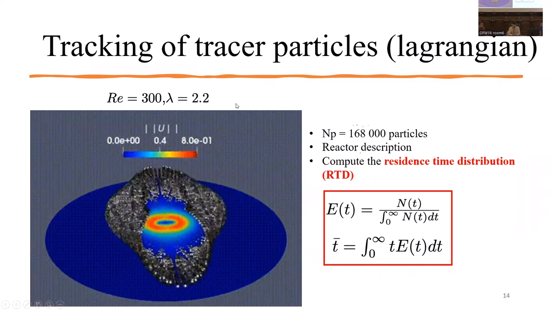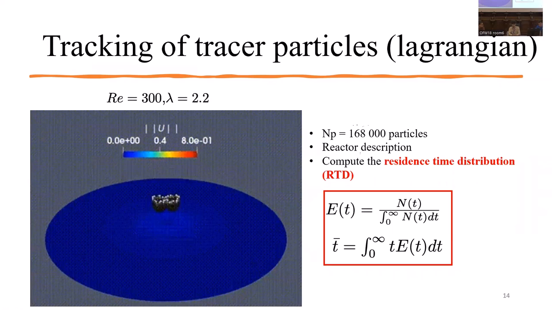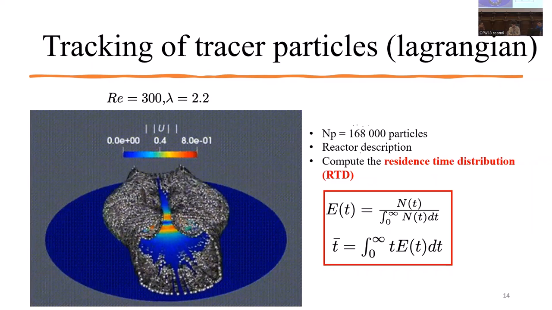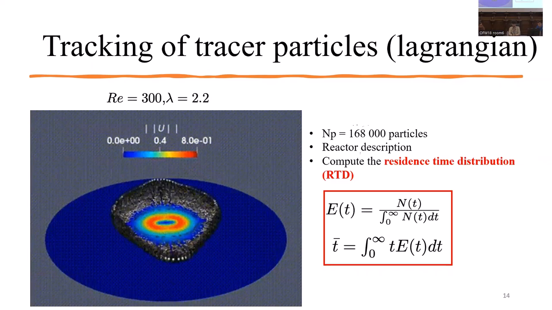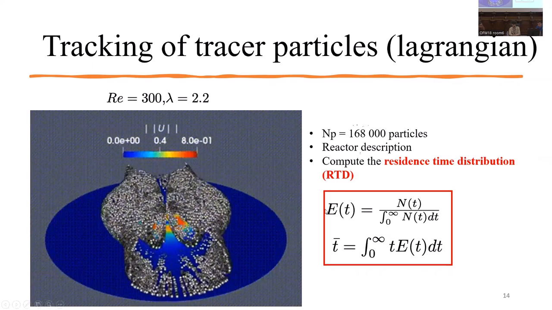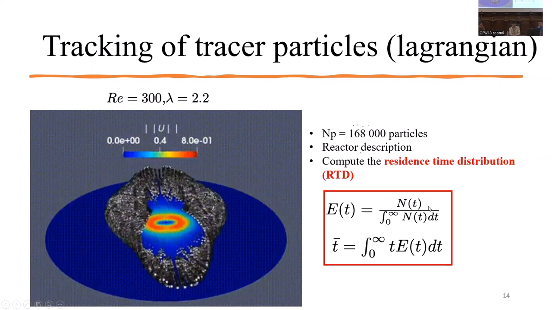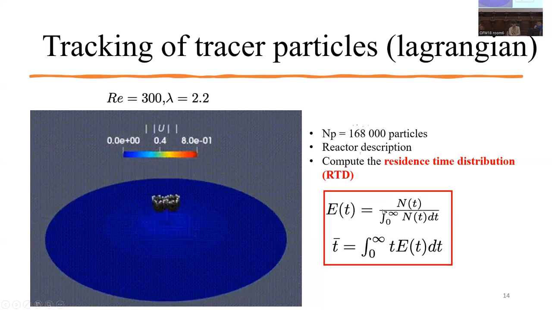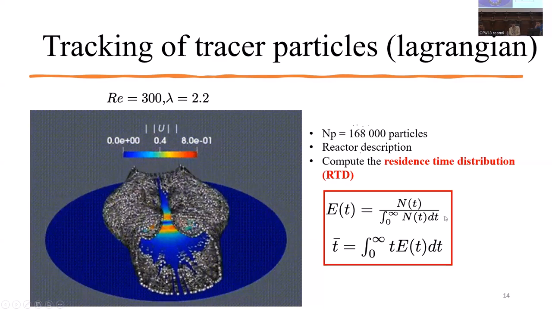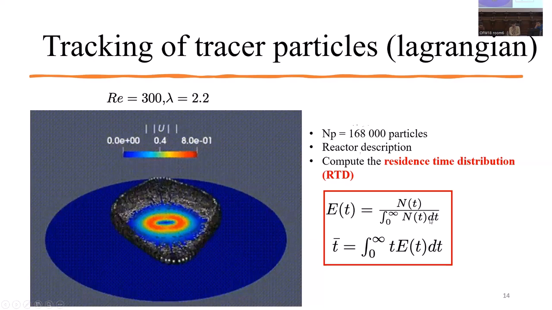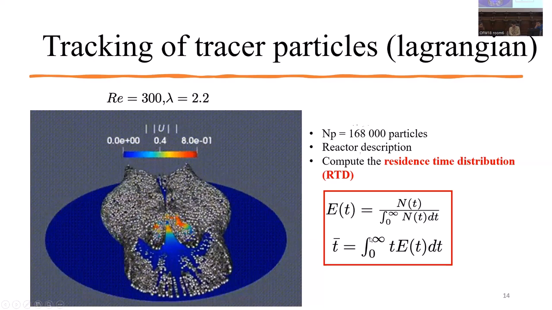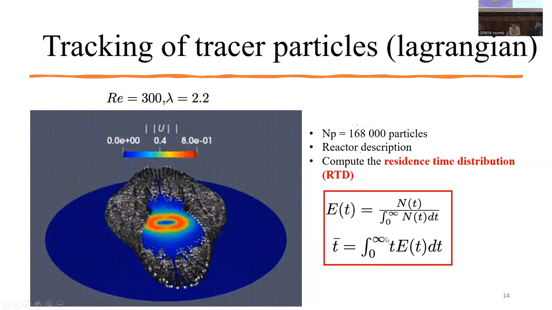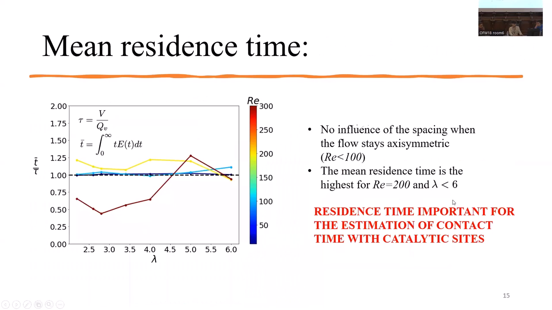So now we would like to compute the residence time in the cell. We add some passive tracers in our simulations, and we compute the residence time distribution, which is a ratio of the number of particles leaving the reactor over the integral of this value over time, and it represents the number of particles that we injected at time t equals 0. To compute the mean residence time, we just compute the integral of the time distribution. And I represent this mean time as a function of lambda, where tau is given by the filling time. It's just the ratio of the cell volume over the volumetric flow rate.